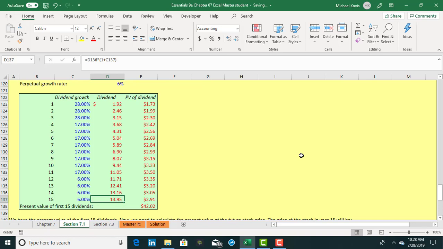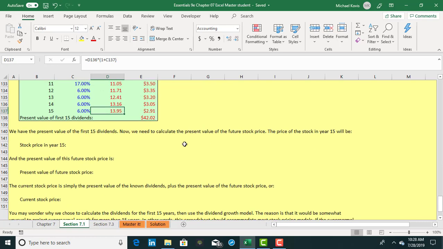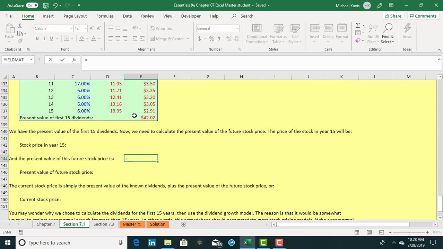That's just to avoid rolling up the screen. So the present value of the future stock price, PV parenthesis, so it's going to be D119 is the rate of return. It's going to be in 15 years, comma, comma, negative current. So to figure out what our stock price is worth today, it's going to be equal to our present value of our stock price plus the dividends.